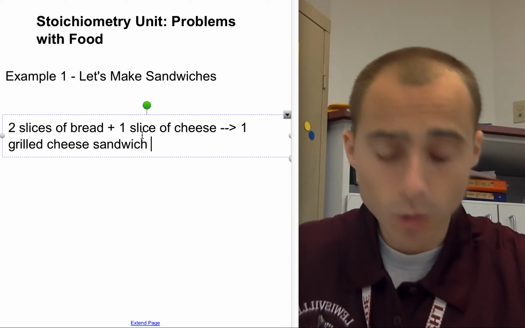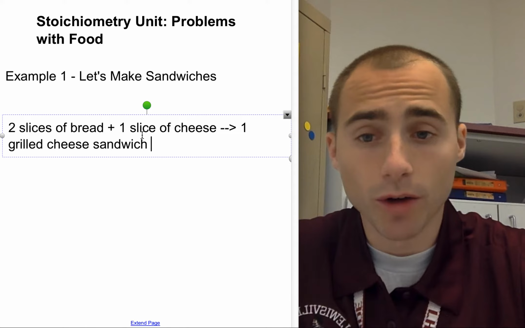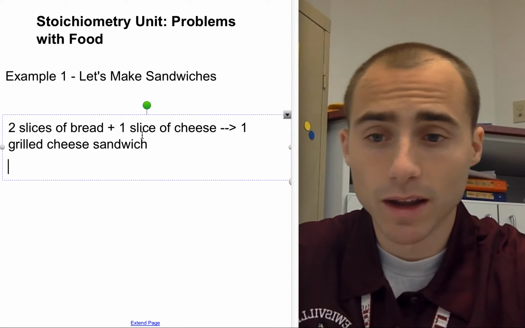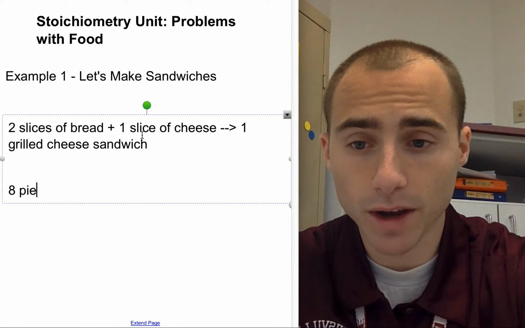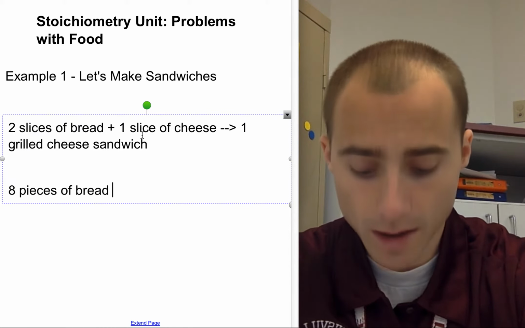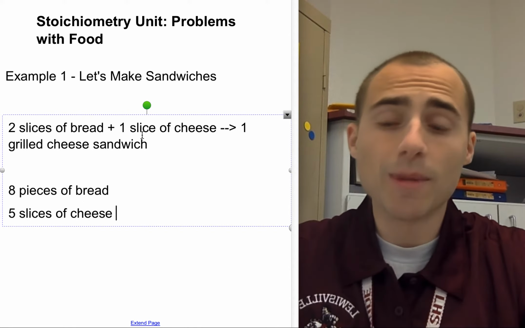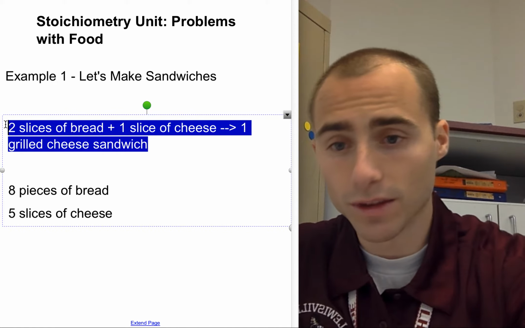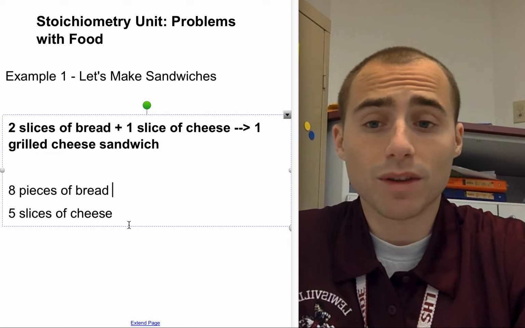Now, we need to determine, using ratios, and what we already have been given, how many sandwiches we can make based on what we've been given. So it's visualized for you there in step 2. You see we have 8 pieces of bread, and we have 5 slices of cheese. So how many sandwiches could we make based on this recipe right here? We're using this recipe. These are the ingredients we've been given. How many sandwiches can we make?